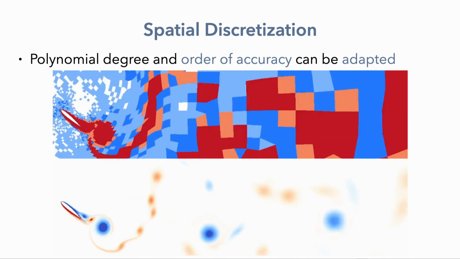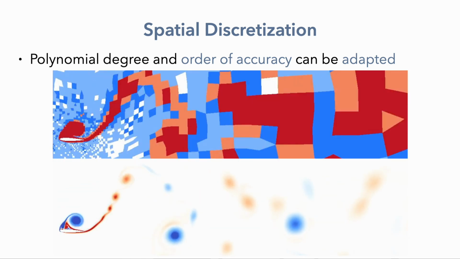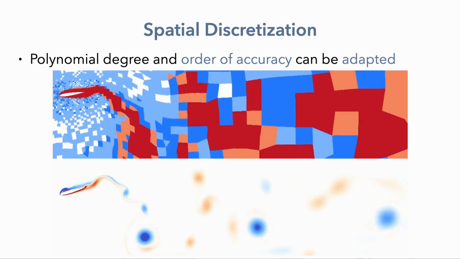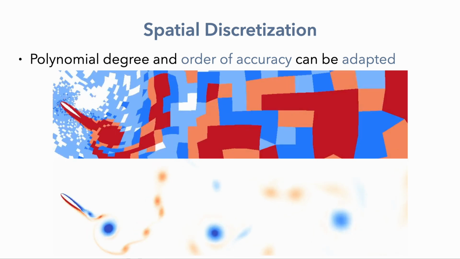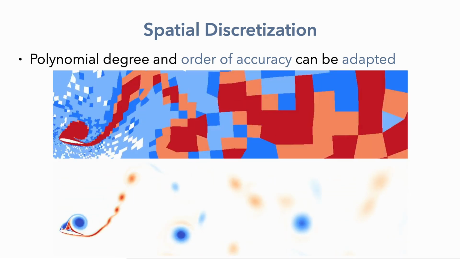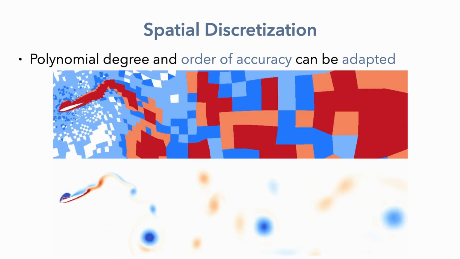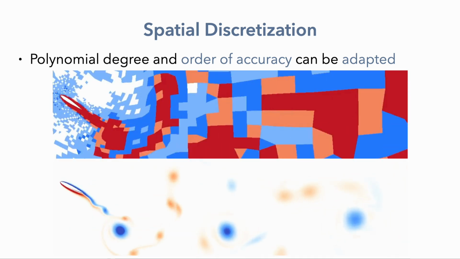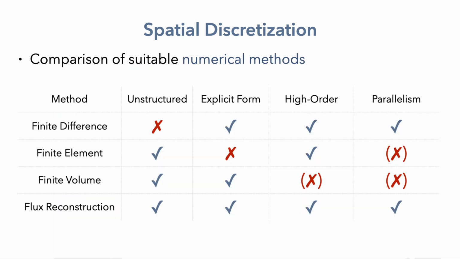Just as a note here, the polynomial degree can actually be adapted. So here's an example of a simulation where the polynomial degree is represented on the top animation. White is P1 and dark red is P5. So here we're going from a second to sixth order accuracy simulation. And on the bottom, you can see the vorticity contours showing as these vortices get shed, we can do things like track local flow features with the polynomial degree. So this polynomial degree can also be dynamic.